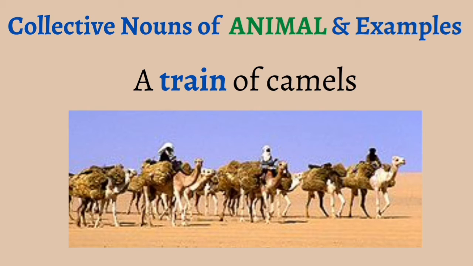Number seven, a train of camels. The collective noun would be train, because if you realize, camels travel together. So instead of counting how many camels it is, you would say a train of camels.